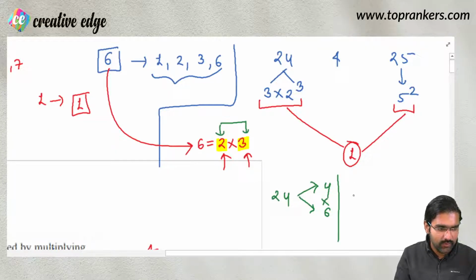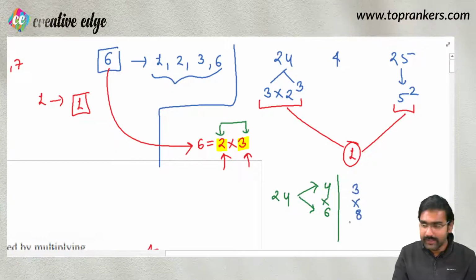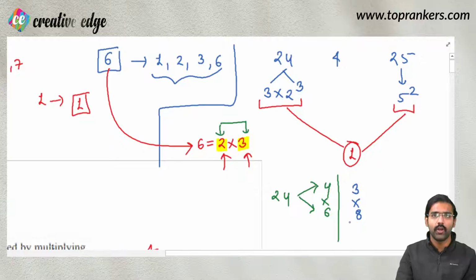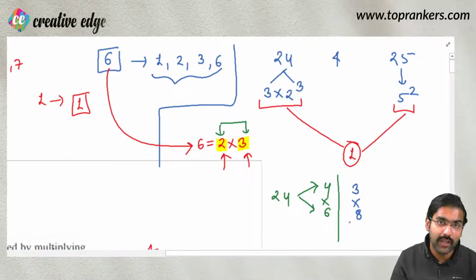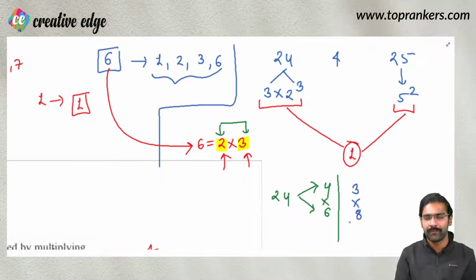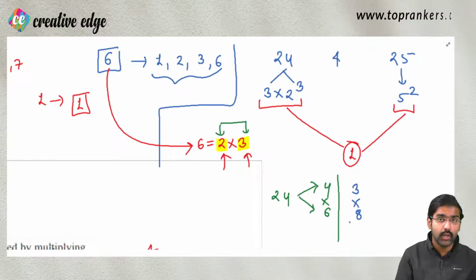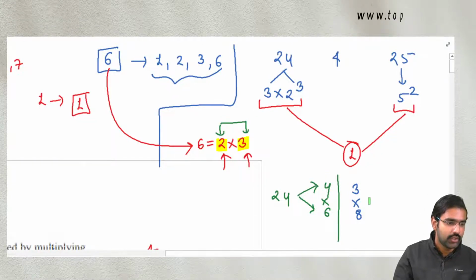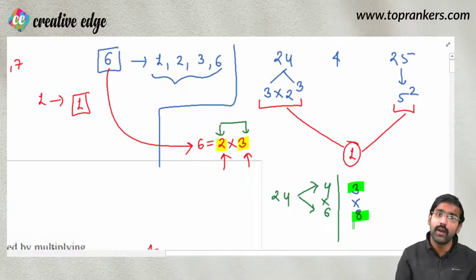So can I express 24 as 3 into 8? I think that is more preferable, or that should be the only option you should have while creating the divisibility rule for 24. What do I mean by that? कि अगर कोई भी नंबर गिवन 3 और 8 से डिविजिबल है तो वो अनडाउटेडली 24 से भी डिविजिबल होगा.